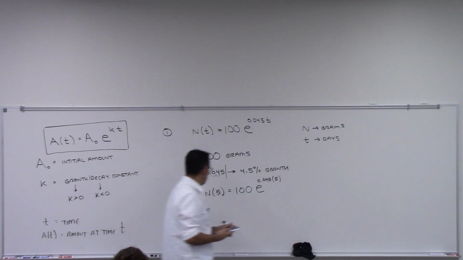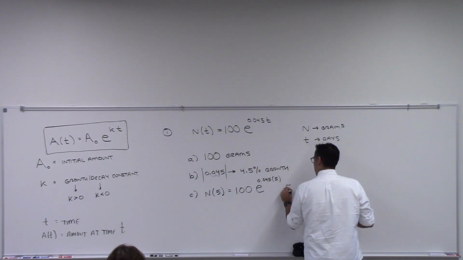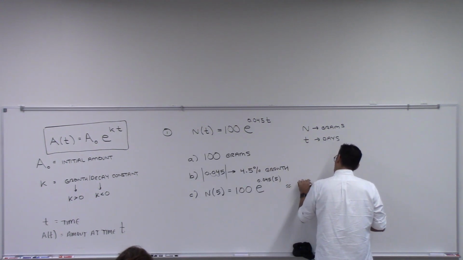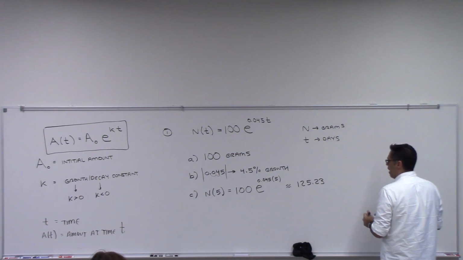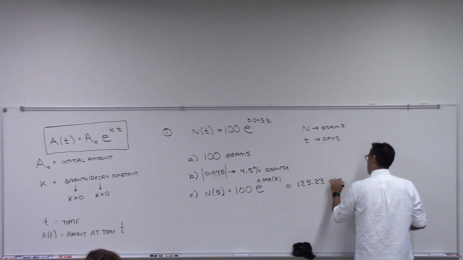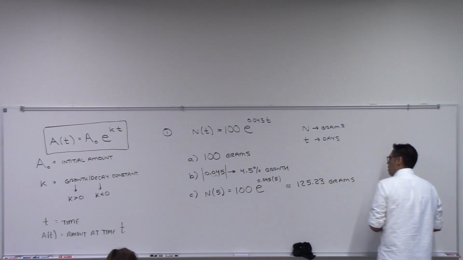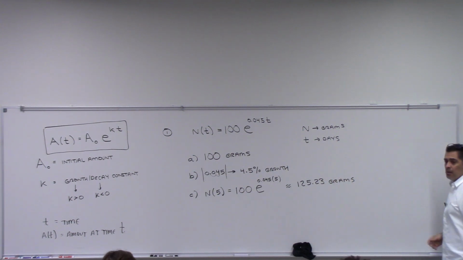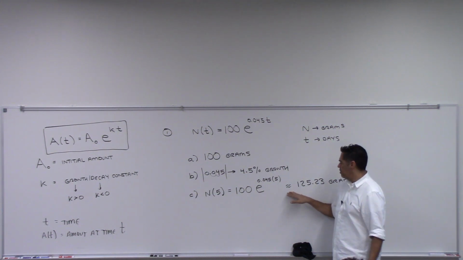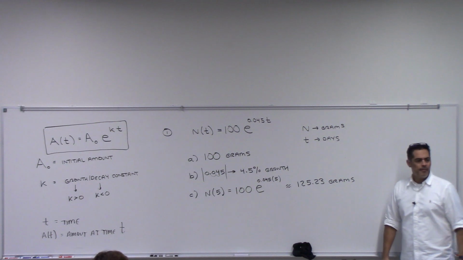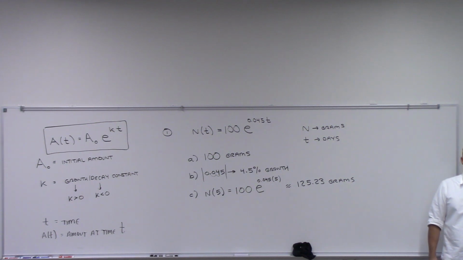125.23-ish. 125.23 what? Grams. You don't have to write all of it. This is an approximation because I did round, so this means approximately. Is that pretty straightforward so far?